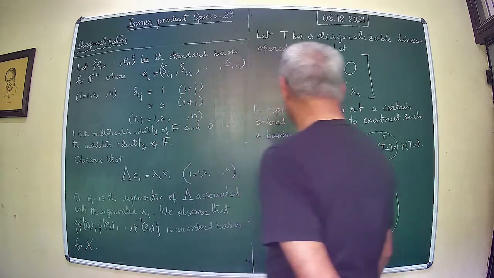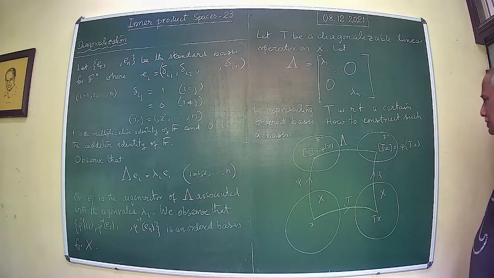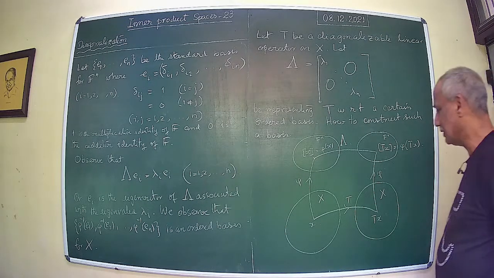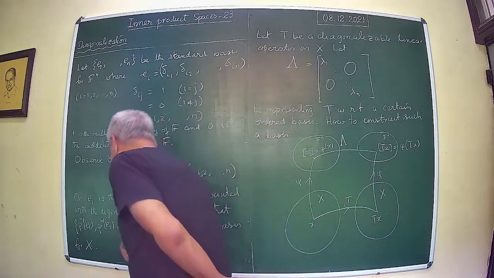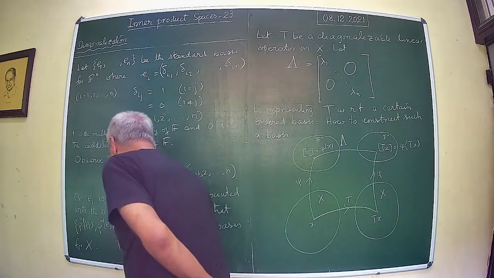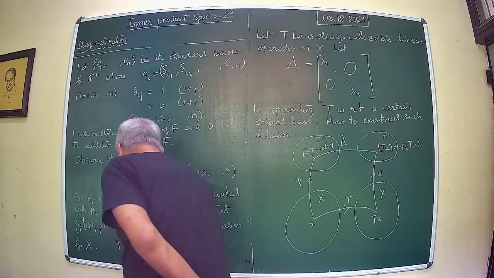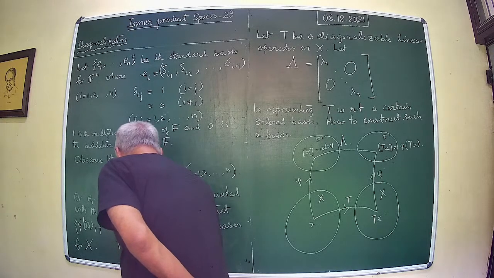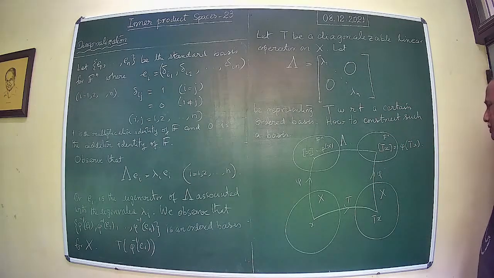Now we will go back to the figure and try to find out what it is. So you see that, what about T of phi inverse of Ei? T of phi inverse of Ei. So you are taking here.